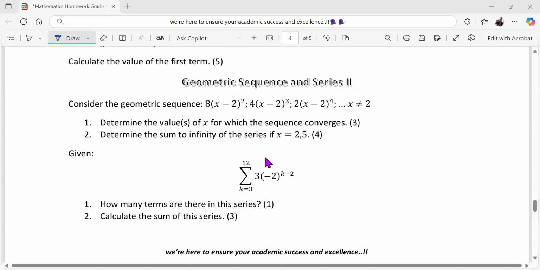Well, here we are given a series which is represented in sigma notation. It's the sum of 3 times negative 2 raised to the k minus 2. It's the sum of this series, which is evaluated from k equals 3 to k equals 12. And the first question says, how many terms are there in this series? Well, that's a very good question.